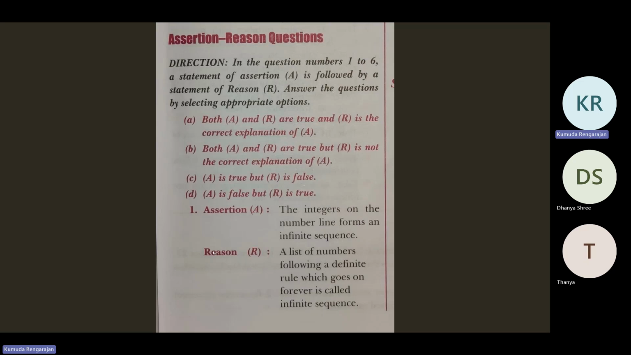Yeah, Danya, first one. Ma'am, for the first one, option A, both assertion and reason are true, and reason is the correct explanation of A. You agree with her? I also did the same. Correct. That's right. Yeah, next one.